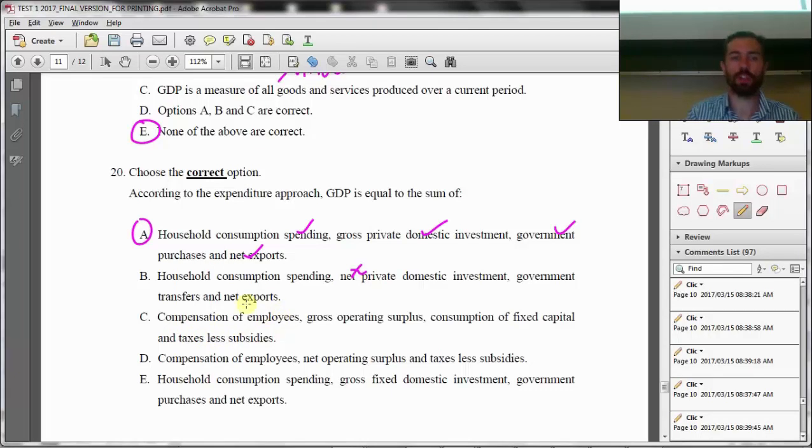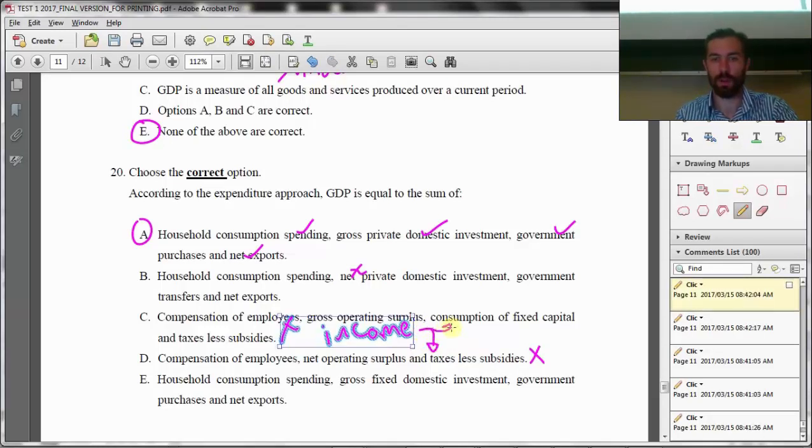Oh, sorry, this is not the expenditure approach, of course. What's wrong with option C? This is the income approach, so it's obviously not C. Okay, option D, compensation of employees, net operating, same reason, it's the income approach. So the income approach applies to both.